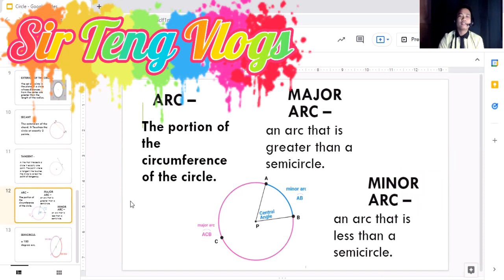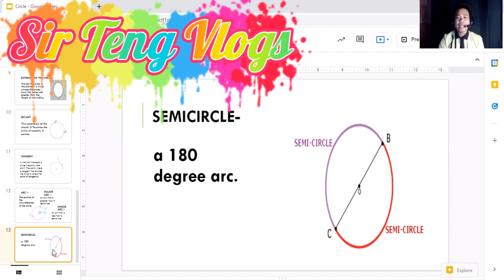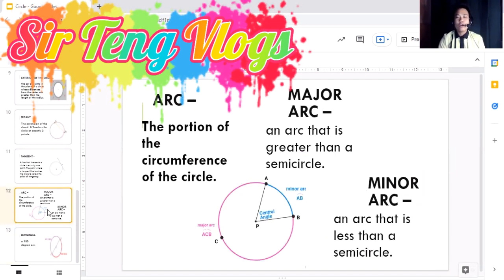Lastly, we have the arc. The arc is a portion of the circumference of the circle. We have 3 kinds of arc. The semicircle, which is a 180-degree arc. We have the major arc, an arc that is greater than a semicircle. So greater than 180 degrees, meaning from 181 degrees up to 359 degrees. That is the measurement of the major arc.